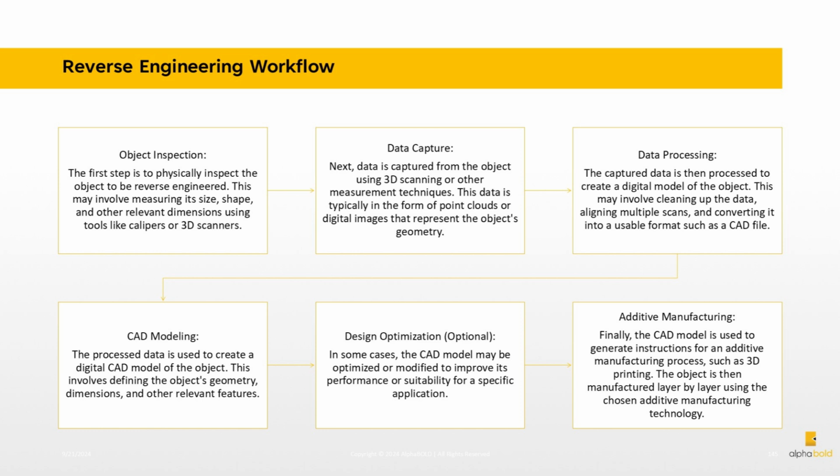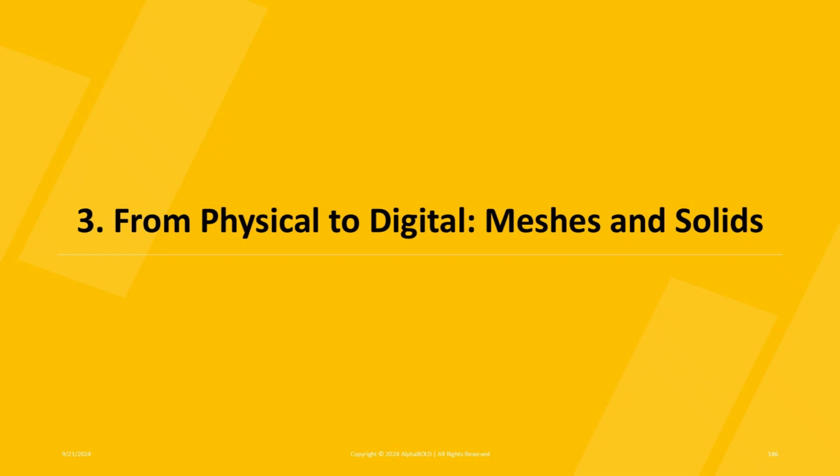Finally, the CAD model is used to generate instructions for an additive manufacturing process, such as 3D printing. The object is then manufactured layer by layer using the chosen additive manufacturing technology. From physical to digital, meshes and solids.